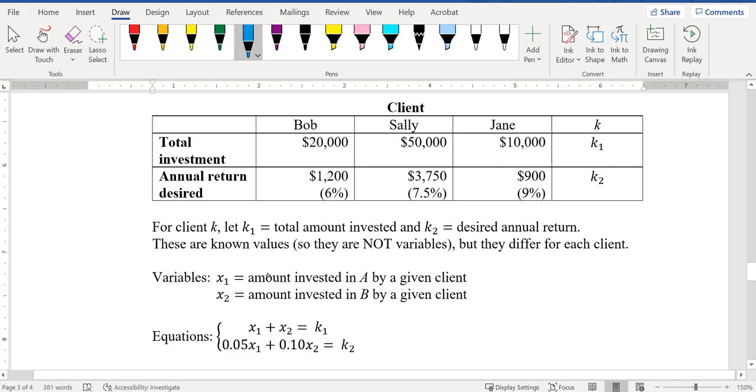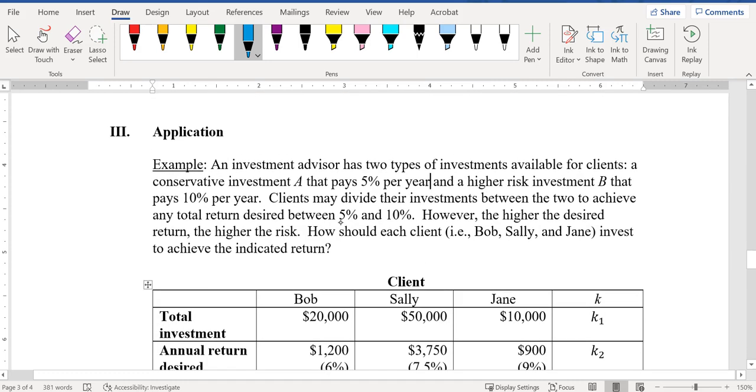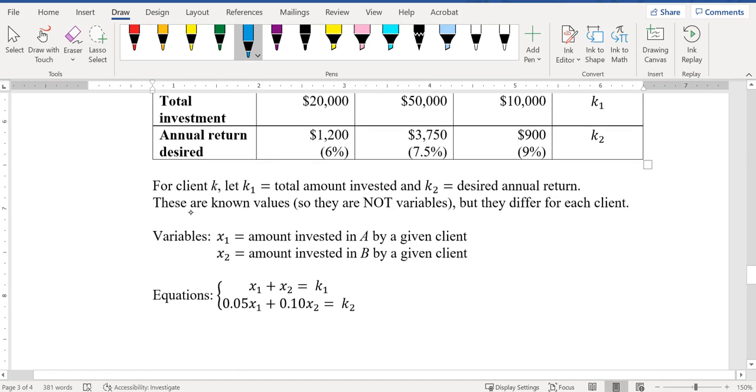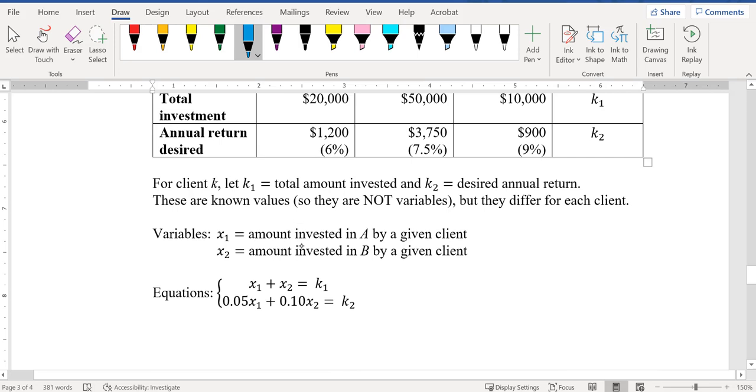Our variables are going to be the amount invested in A and the amount invested in B by a given client. Remember that A is going to give back 5%, and B is going to give back 10%. Those are your variables. So your total amount invested, X1 plus X2, is going to be K1. Your X1 is going to get 5% return, your X2 is going to get 10% return, and your total return is K2.